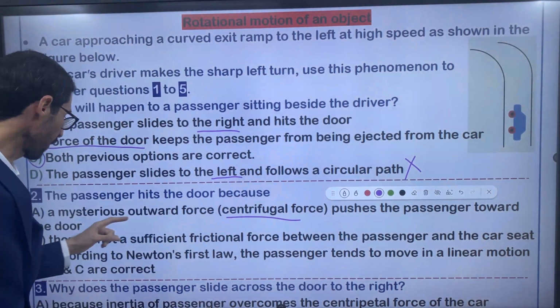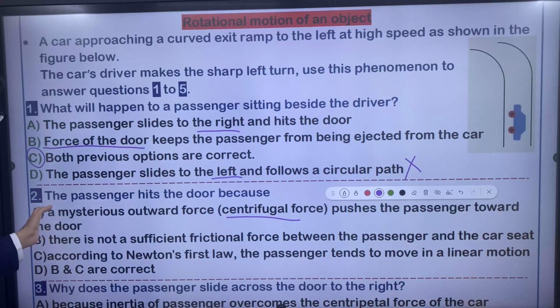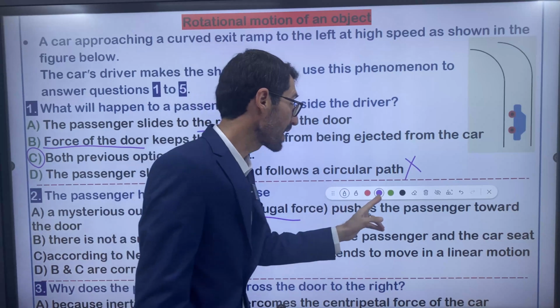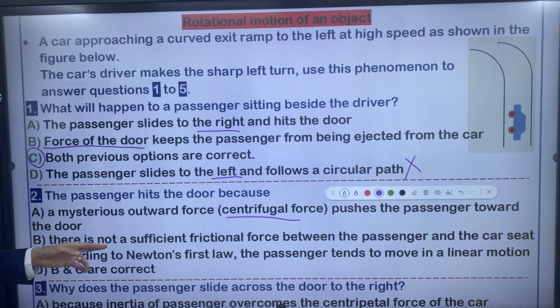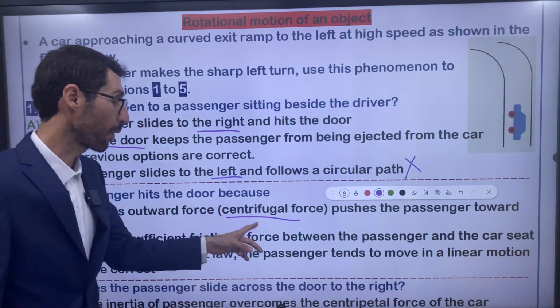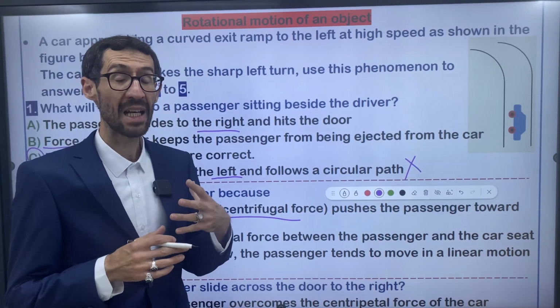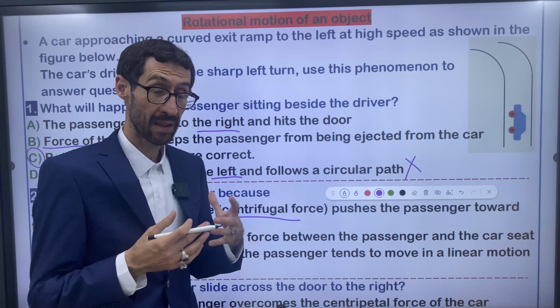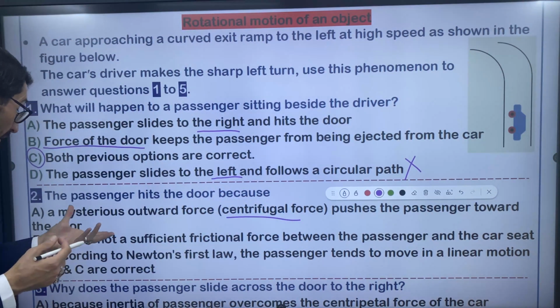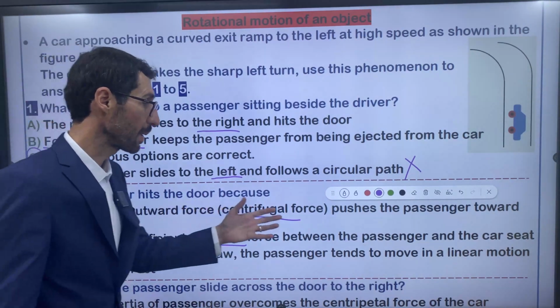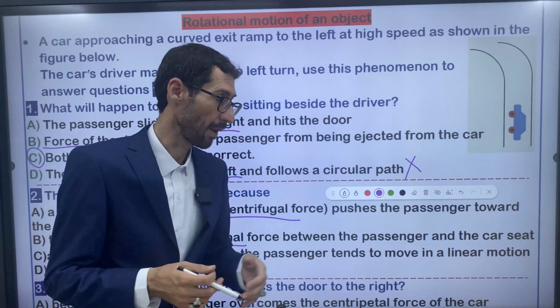But let me keep reading. A mysterious outward force, centrifugal force, pushes the passenger toward the door. We don't believe it. We ignore it. We don't accept it. B, there is not a sufficient frictional force between the passenger and the car seat. Maybe the friction is not enough. It makes sense actually. There's not a sufficient frictional force between the passenger and the car seat. It's true. Yeah.